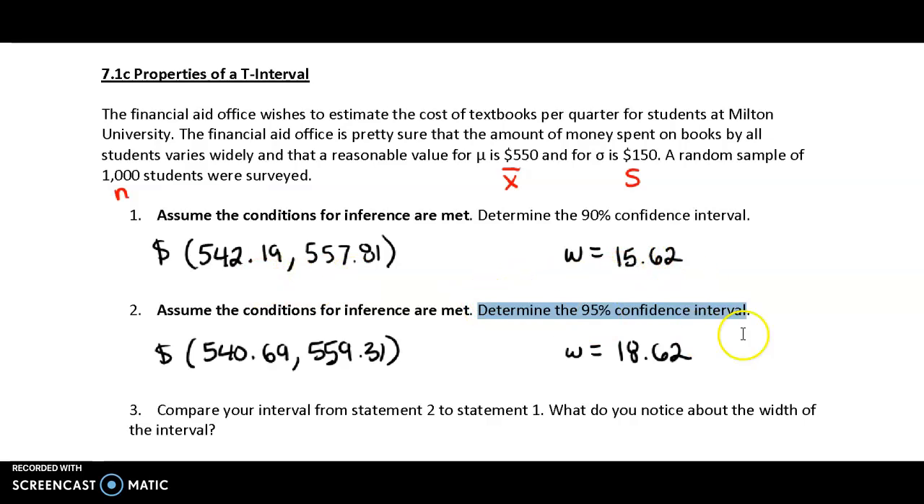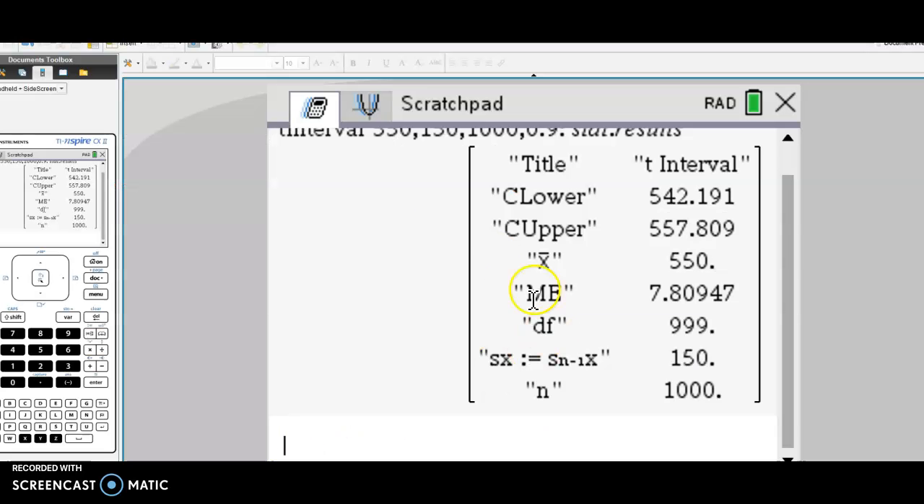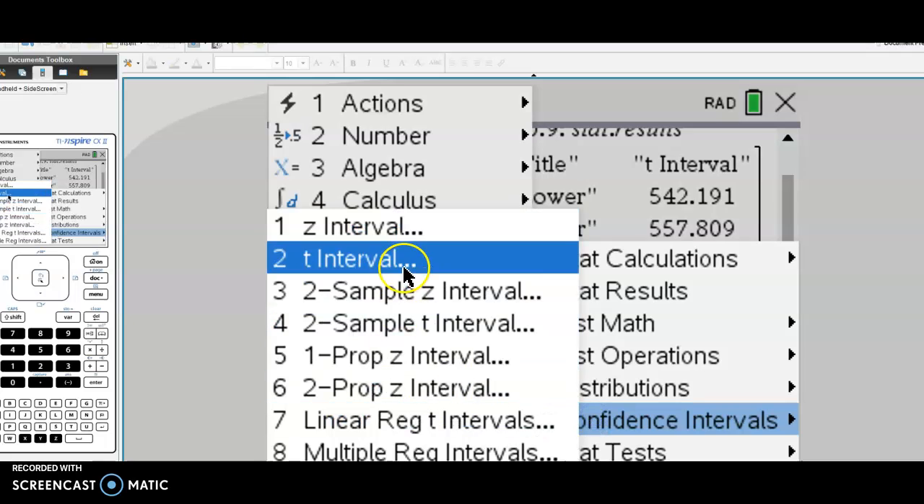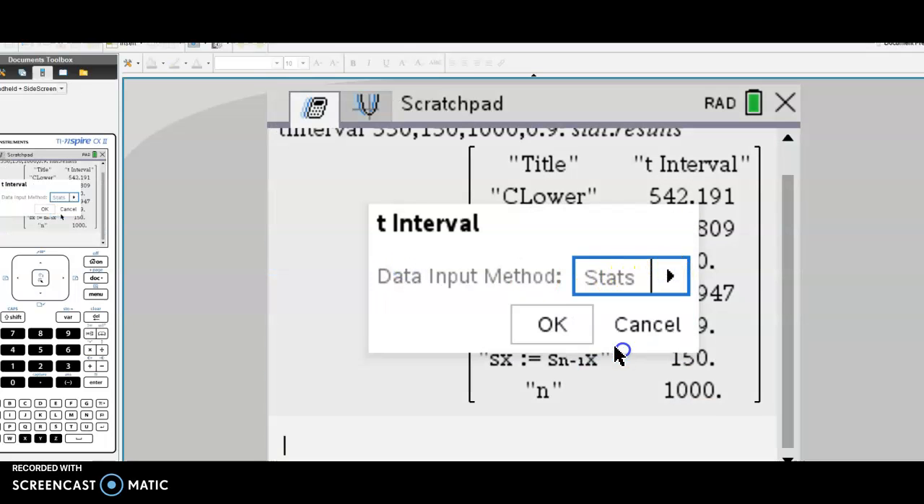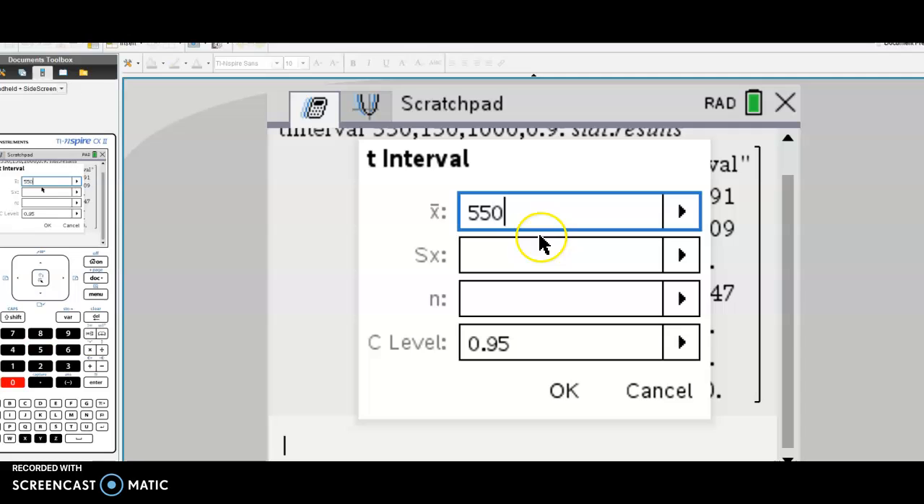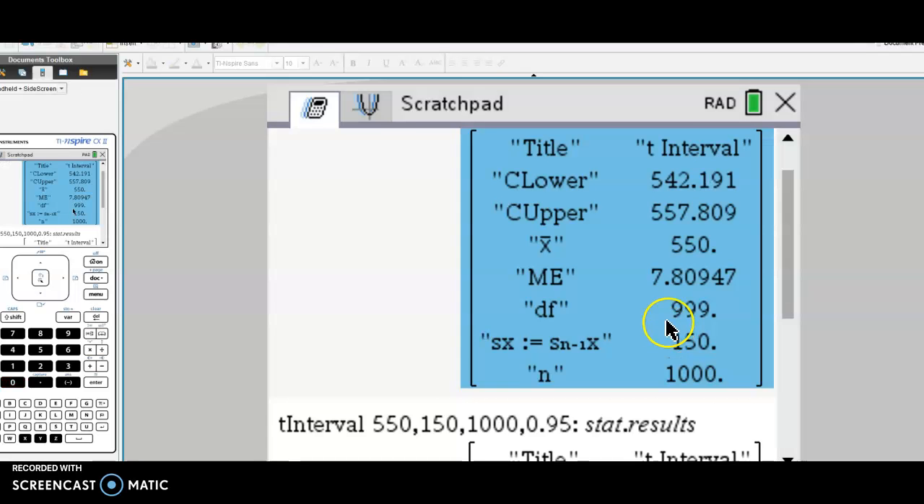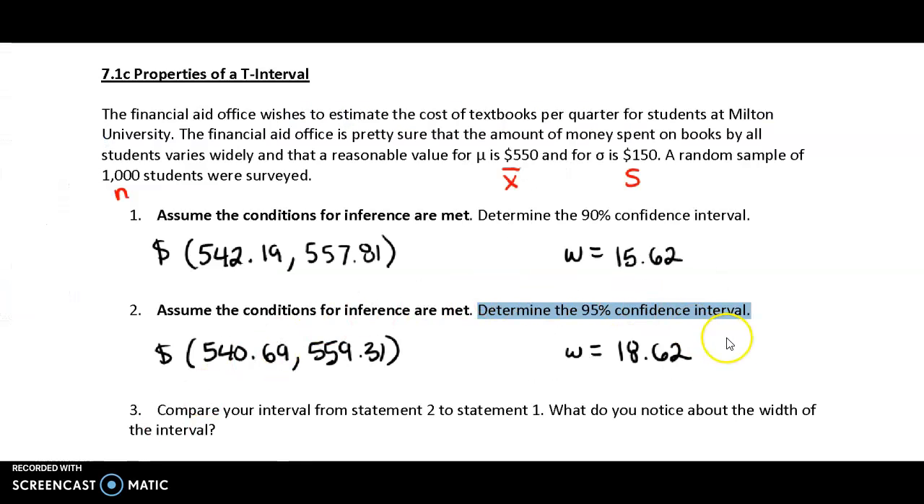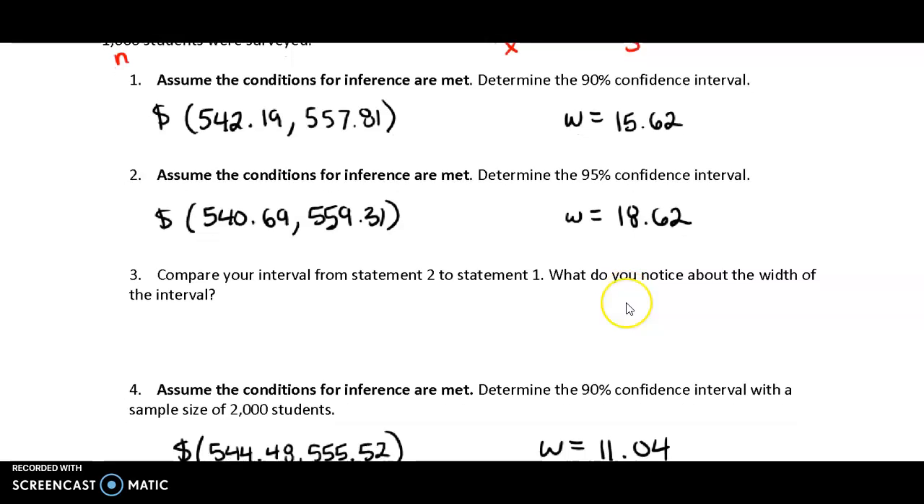So let's suppose that we up the confidence level. So let's go ahead here and we're going to do the same thing. Menus, statistics, confidence intervals, a t-interval. Again, we're going to use the stats and 550, 150, 1,000, and look, it's always set to 95% confidence. Well, now my interval is from 540 to 559, which gives me a wider interval of about 18.62. So like with our z intervals, when we increase the confidence level, we increase the width of the interval.